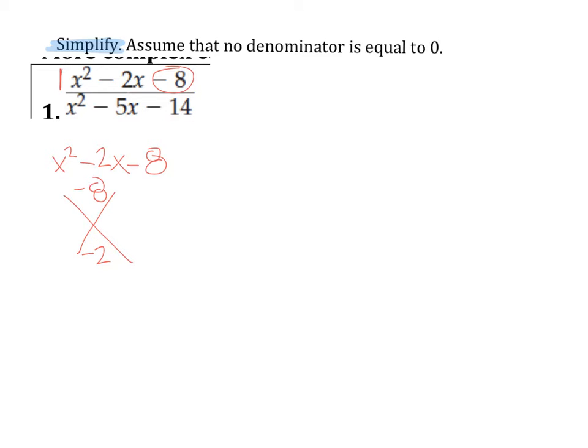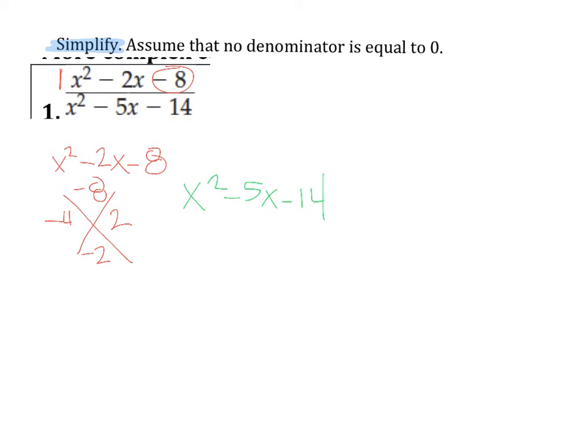And now we look for factors of 8. That means two numbers multiplied together to give me 8. And then we look for the sum, when we add or subtract them together, to give me negative 2. You can see that negative 4 times 2 is negative 8, and negative 4 plus 2 is negative 2. So this is going to begin my factoring.